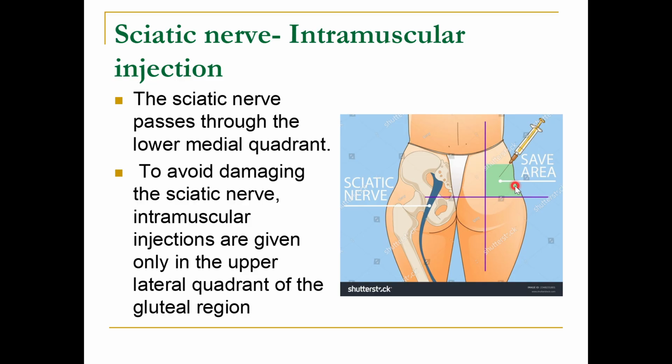into four quadrants. In the medial quadrant, you can see the sciatic nerve. To avoid damaging the sciatic nerve, usually the intramuscular injection is given in the upper outer quadrant, that is the upper lateral quadrant of the gluteal region, because along the medial quadrant you can see the sciatic nerve. If you give injection to the medial quadrant, you can injure the sciatic nerve.